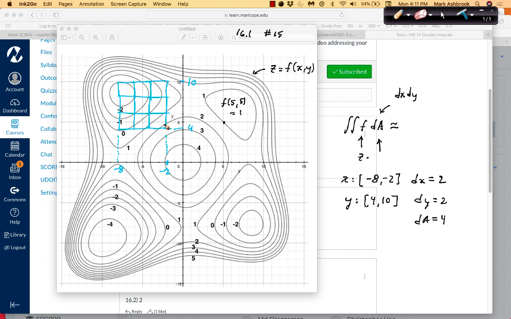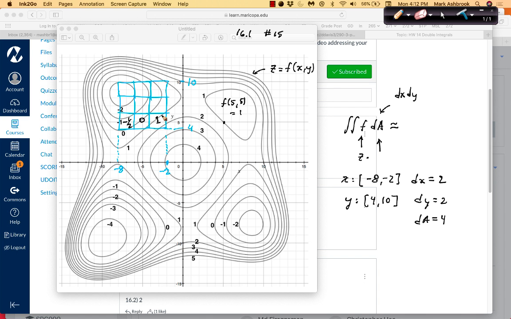The eyeball method has more to do with number 15, because they're asking whether the overall double integral is positive or negative. For the eyeball method, we could say this is 2, 1, and 0, so we'll call the one in the middle 1. So the z value for that whole square is 1. What about this one? Well, 0 goes right through the middle, so we'll call it 0. And for this one, there's 0 here and -1 up here, so maybe -1/2.